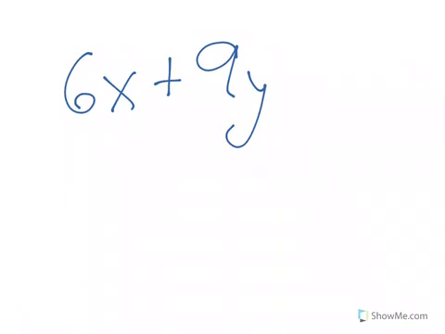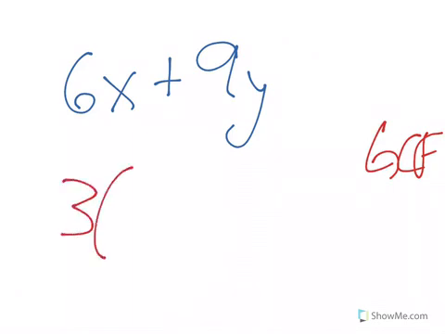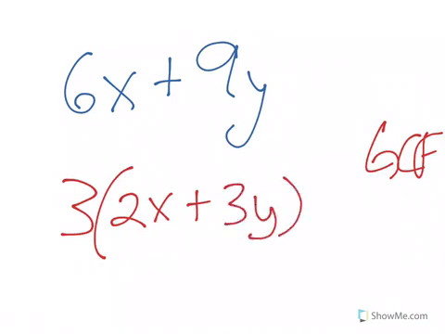Here's another problem. 6x plus 9y. Now we're going to use our greatest common factor, because looking at these two, I know that 3 goes into both numbers. And so I can then factor out the 3, and we can say 3 times, and then 3 goes into 6 twice. So we have 2x plus 3 goes into 9 3 times, 3y. So we end up with 3 times the sum of 2x and 3y.